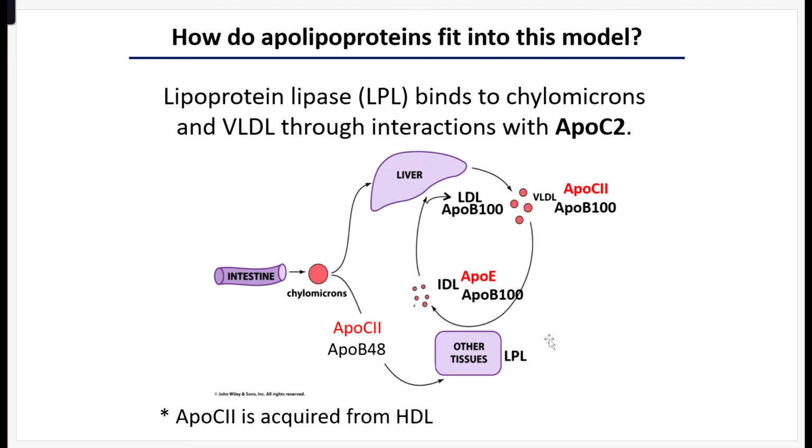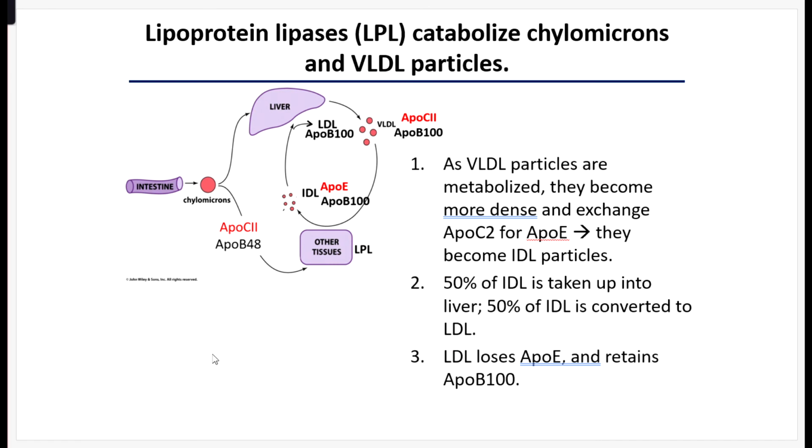If IDL is further cleaved, and so more fatty acids are pulled off of it, before it has a chance to get to the liver, it's turned into an LDL. And the problem with LDL is it loses this ApoE binding site. And so this is why IDLs can be taken up by the liver and removed from the bloodstream, but LDLs have a much harder time. ApoB100 doesn't bind to the liver as easily, and so it's not as absorbed out of the bloodstream. And this is why LDLs tend to circulate more in the bloodstream.